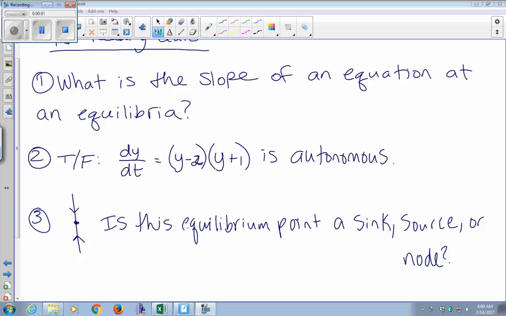Of an equation at an equilibrium? 0, yeah, because an equilibrium point means constant solution, or equilibrium solution means it's constant, so its slope is 0.